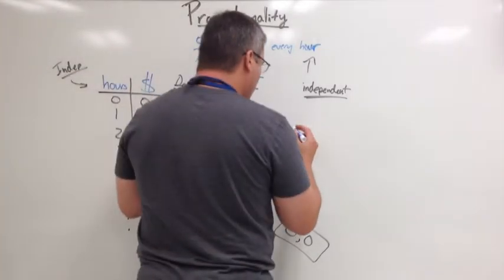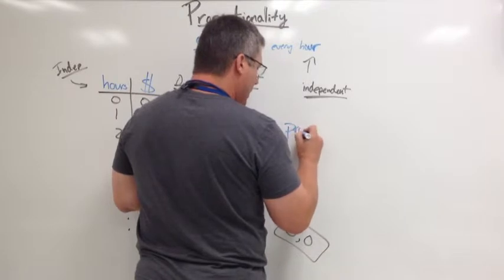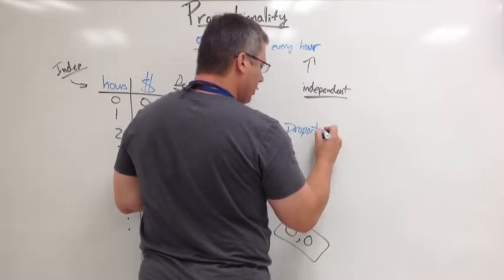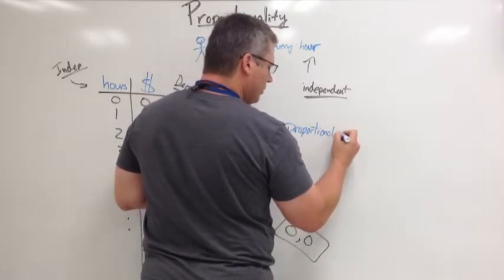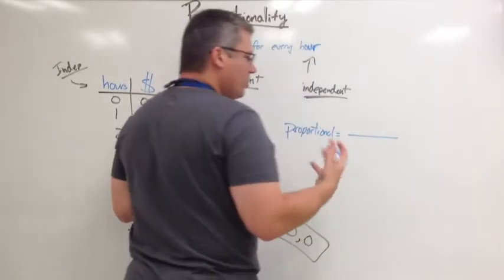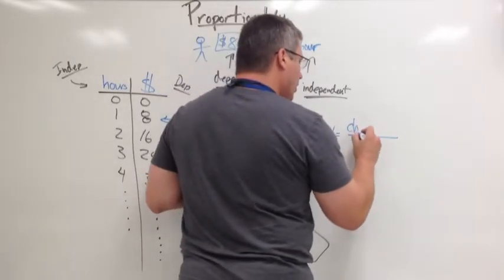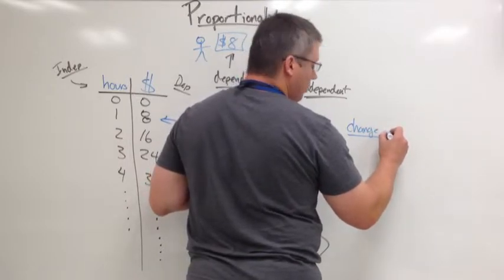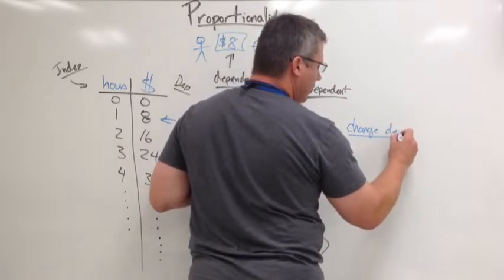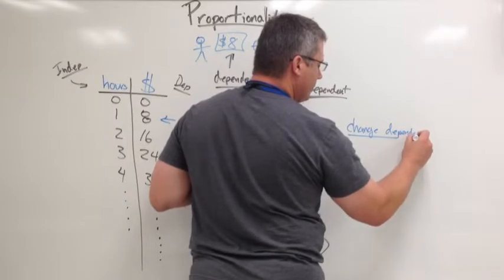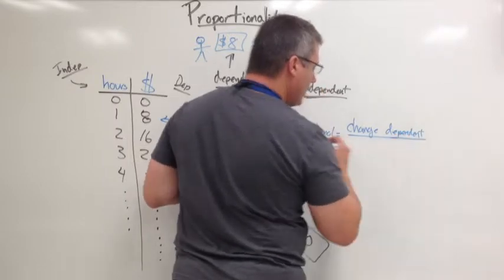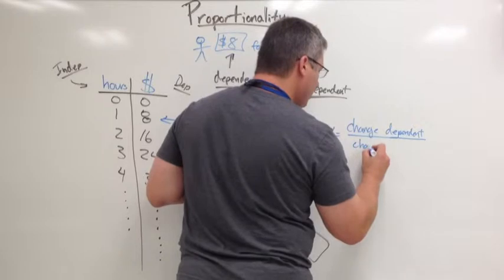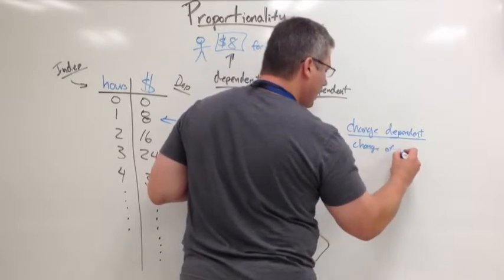So I'm going to come off to the side here. And the idea is, is this proportional, yes or no? The calculation is going to be this. The change in my dependent goes up top, over top of the change of my independent.